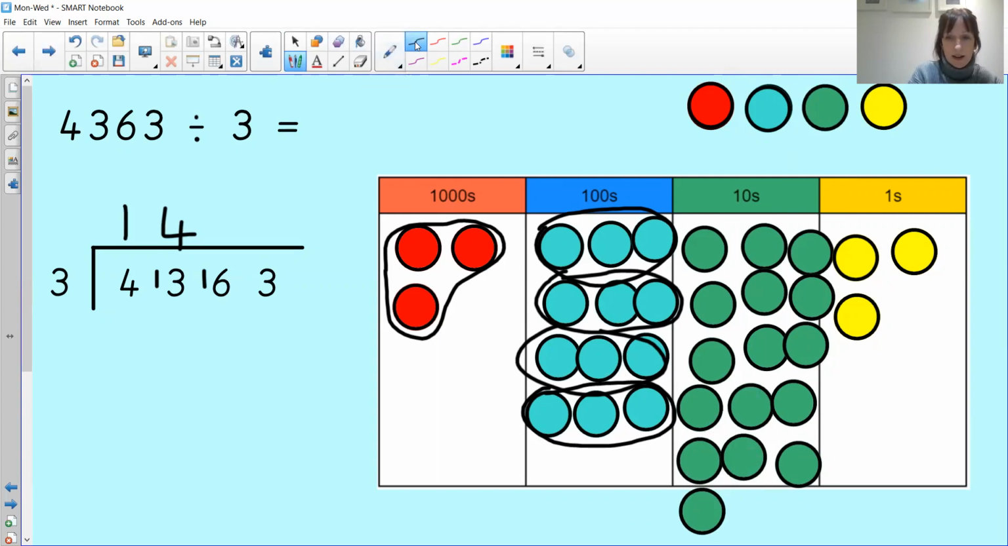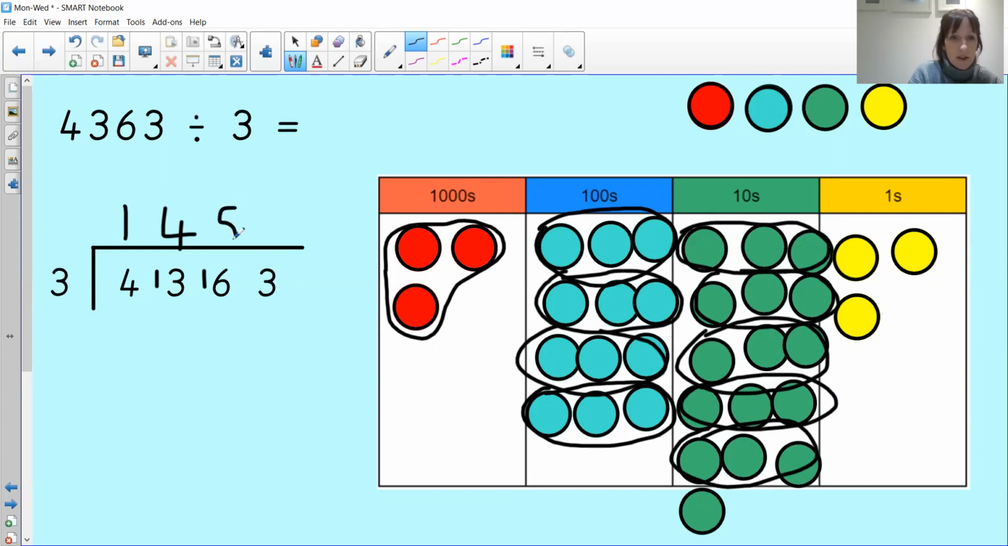Right, let's see then. Again, have a little think about your 3 times table. How many 3s can you make out of 16? Let's have a look. So we've got 1 group here, 2, 3, 4, 5. And I've got 1 left, which I can't make a group of 3 out of 1. So we've got 1, 2, 3, 4, 5 groups of 3. 5 3s are 15.